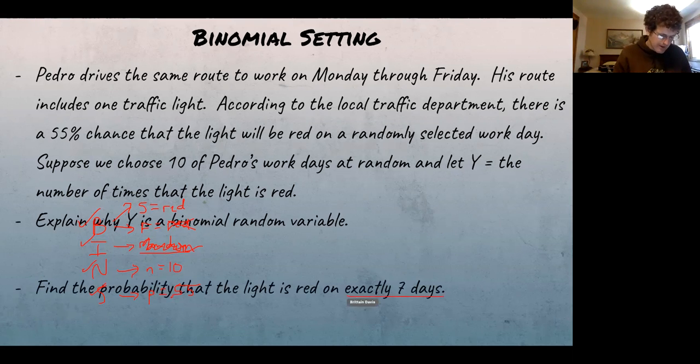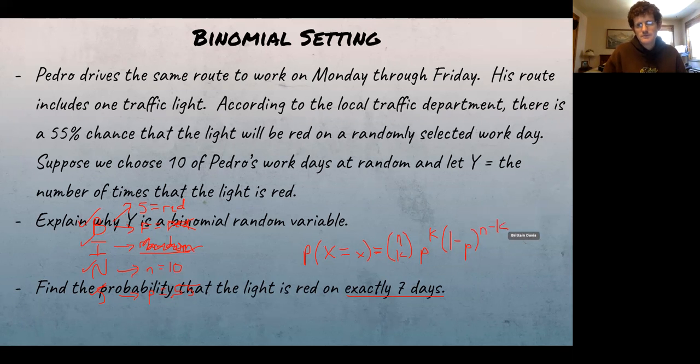So now we want to figure out the probability that the light is red on exactly 7 days. And to do that, I'm going to use that formula that we introduced. It says the probability that X equals a specific value is going to be n choose k times the probability of success raised to the power of k, times 1 minus the probability raised to the n minus k power. And I believe this is on your AP formula sheet.